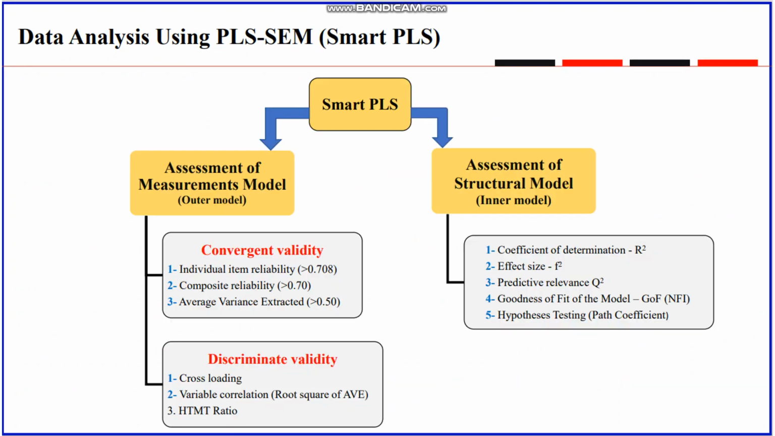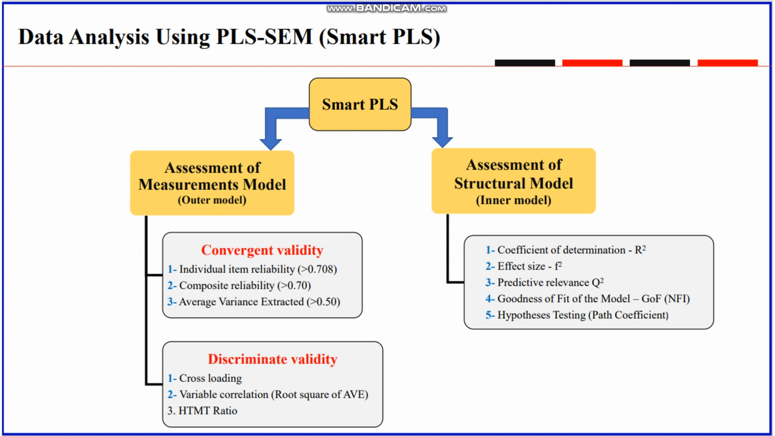So I would like to divide data analysis using SmartPLS into two categories. Number one is assessment of the measurement model, which is also known as the outer model, and number two, assessment of the structural model, which is also known as the inner model. So when we talk about analysis of the measurement model, we have to check six criteria: three for convergent validity and three for discriminant validity.